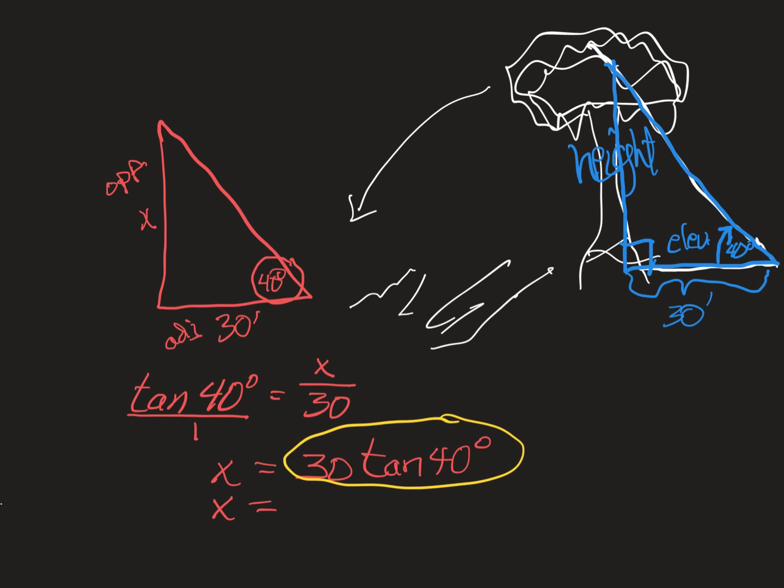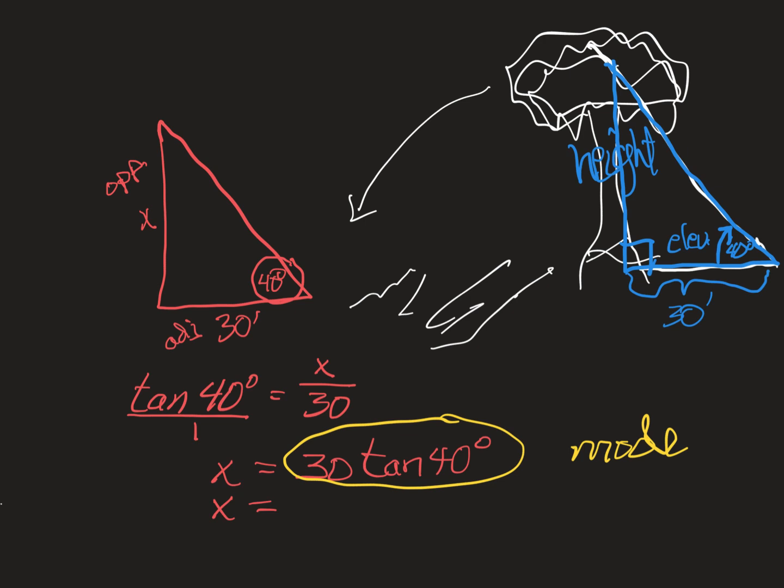So the first thing I need to check is my mode, correct? In this case, I need degree mode. When I turn on my calculator, I notice my mode is radians. So I need to go to the mode and change it to degrees. Once I do that, I can proceed forward and do the calculation on my calculator.